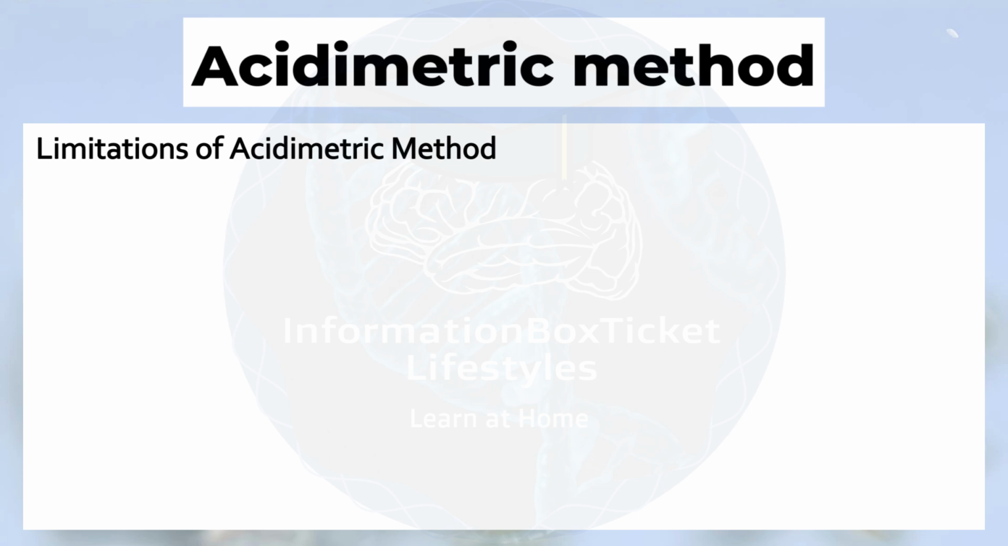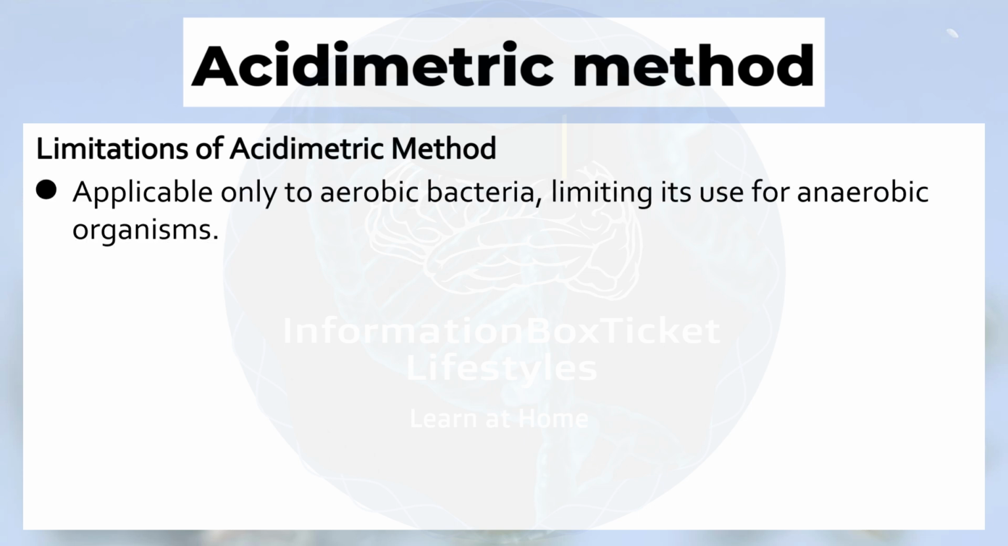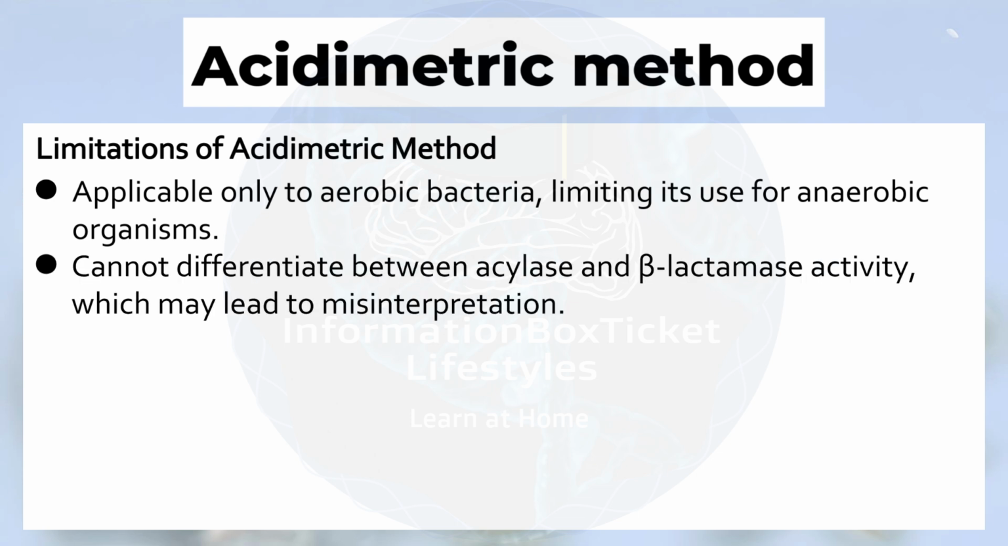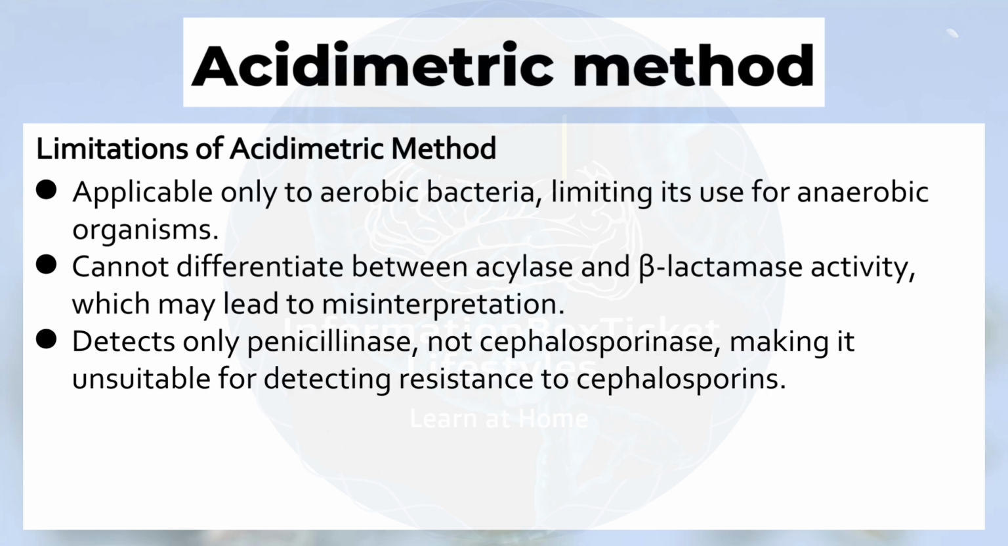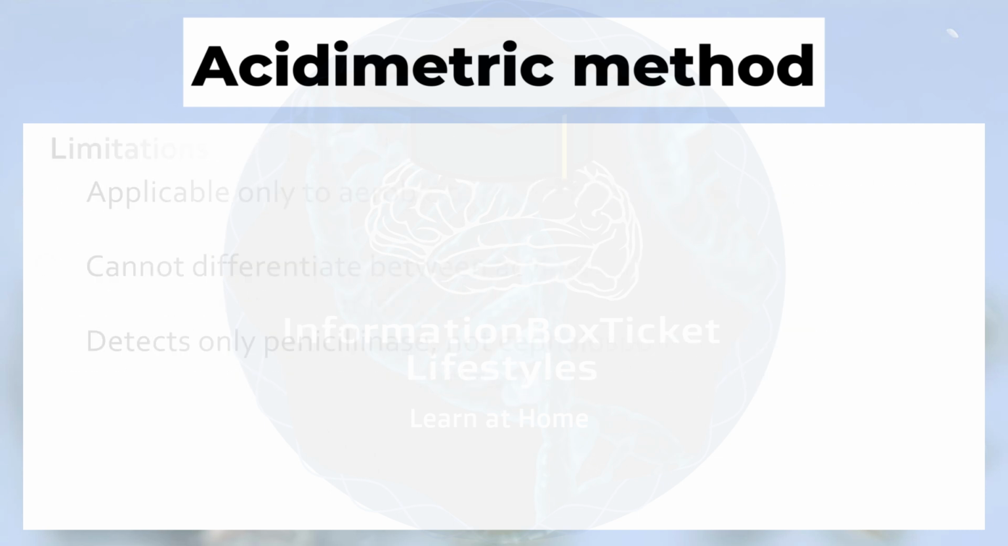Limitations of acidimetric method. Applicable only to aerobic bacteria, limiting its use for anaerobic organisms. Cannot differentiate between acylase and beta-lactamase activity, which may lead to misinterpretation. Detects only penicillinase, not cephalosporinase, making it unsuitable for detecting resistance to cephalosporins.